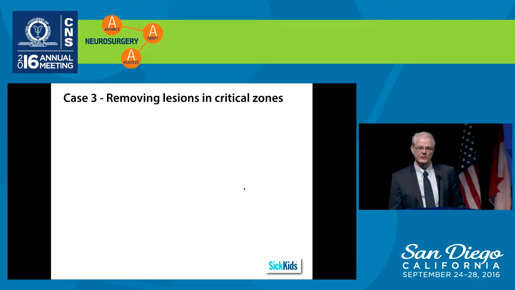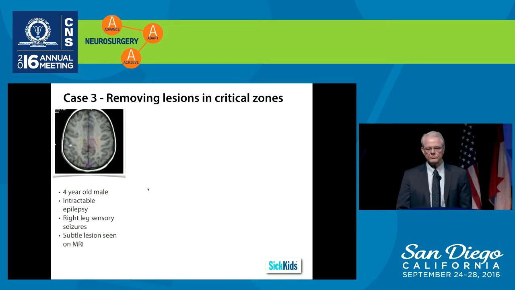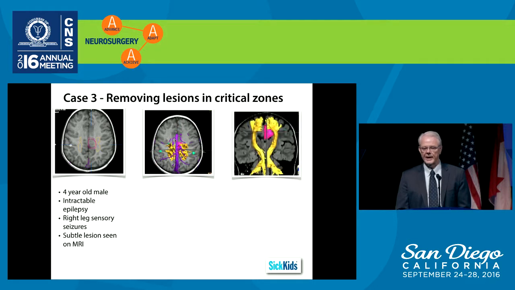Okay, in the final case, removing a lesion in a critical zone. Here you can see on this MRI scan a rather fuzzy lesion that's indicated parasagittally, in a 4-year-old male with intractable epilepsy, right leg seizures. Here's the map you can see in pink. So this is sort of tucking into the corticospinal tract. So access to this and removing this is somewhat of a challenge.